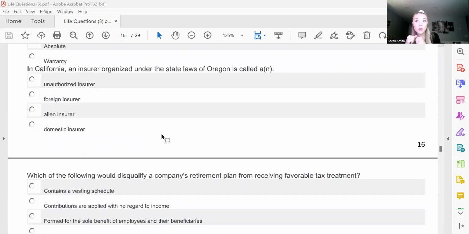If you're in the United States and this insurer has state laws that are organized under a different country, that would be an alien insurer. So that's the difference. Foreign would be state to state inside the United States, alien if it's outside the country.